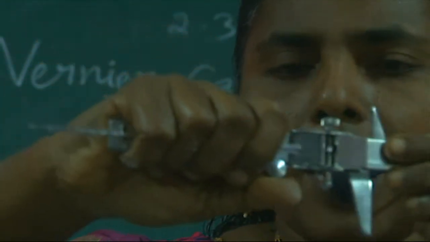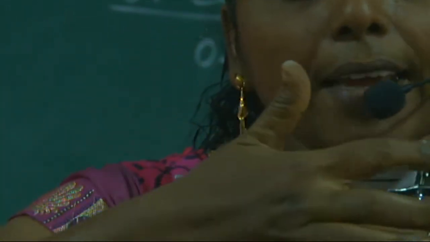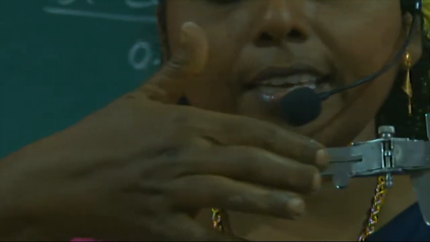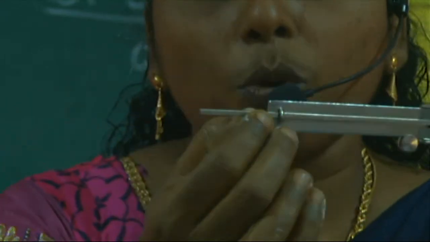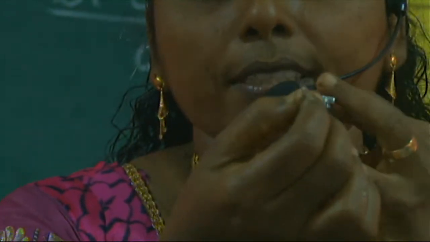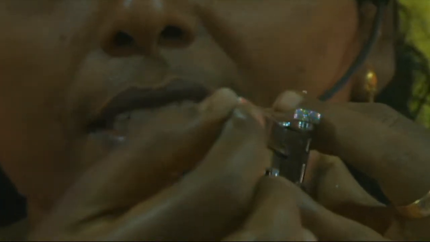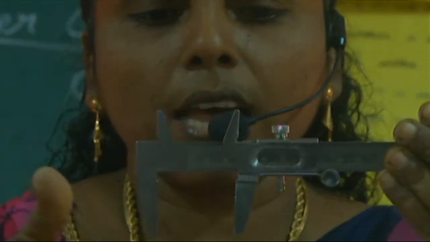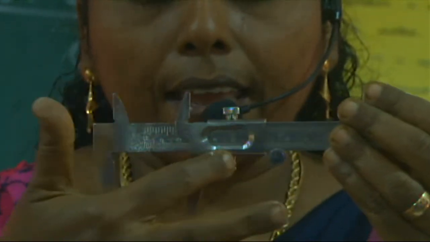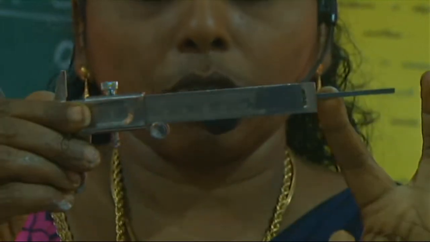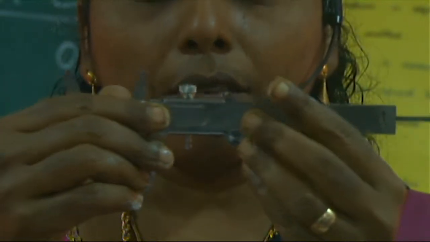Then at the right end of this Vernier scale, a thin bar is attached. This bar is called the depth probe. What is this? Depth probe, a thin bar. So here two jaws are there, upper jaws and lower jaws, Vernier scale, main scale and depth probe. These are the description of a Vernier Caliper.